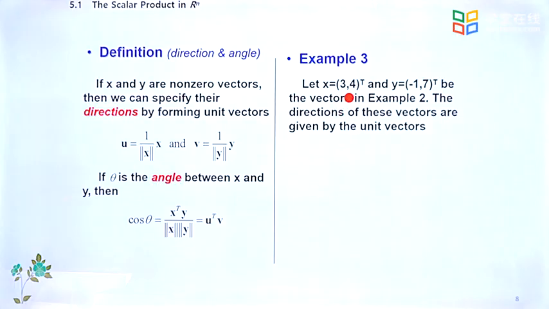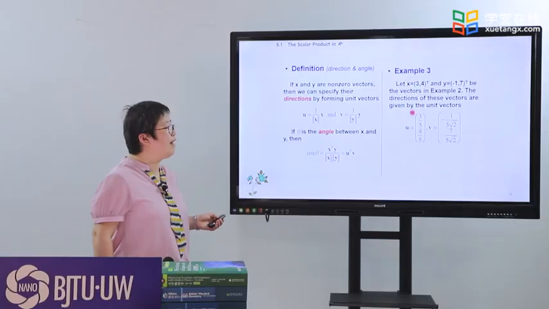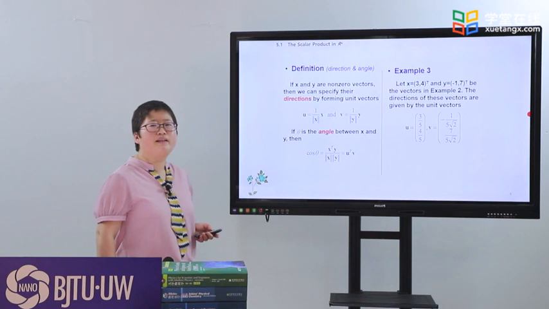Example 3. Let x defined in this way, the vector 3, 4. Y is the vector minus 1, 7. Be the vectors in example 2. The directions of these vectors are given by the unit vectors. So you have u just equals x divided by its length. This length of x equals 5, so the first component is 3 by 5, and the second component is 4 by 5.